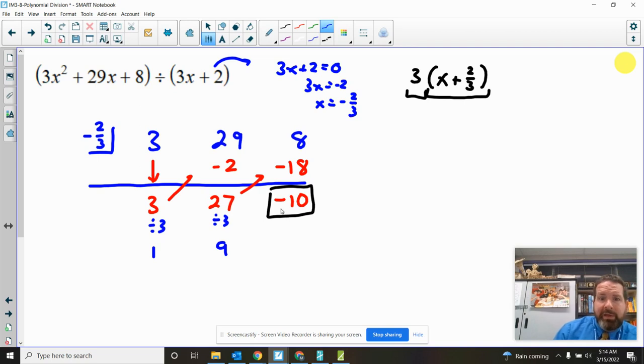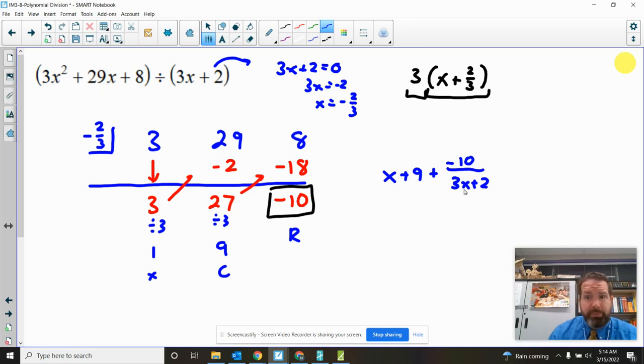So what do we end up with? Well, this is my remainder, my constant, and then my x. So what I have is 1x plus 9 with a remainder of negative 10. Now you've got a choice. When your remainder is negative, you can write plus negative 10 over 3x plus 2. You could also just write it as minus positive 10 over 3x plus 2, whichever makes you happiest.